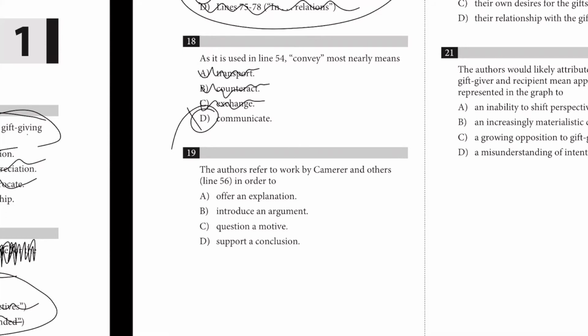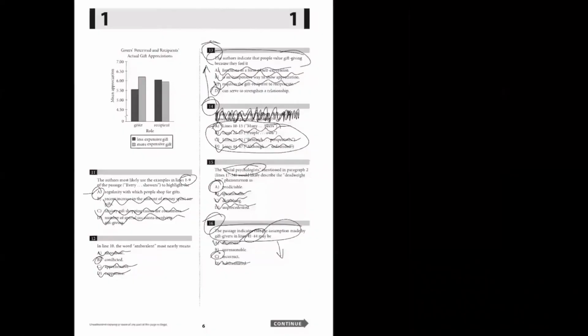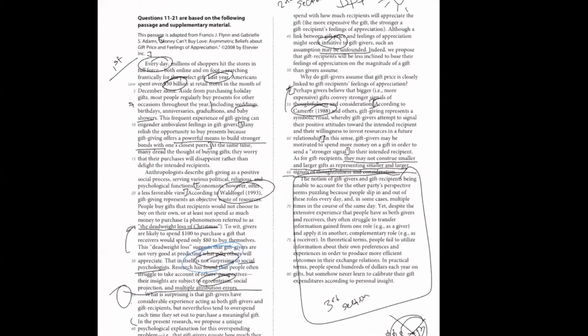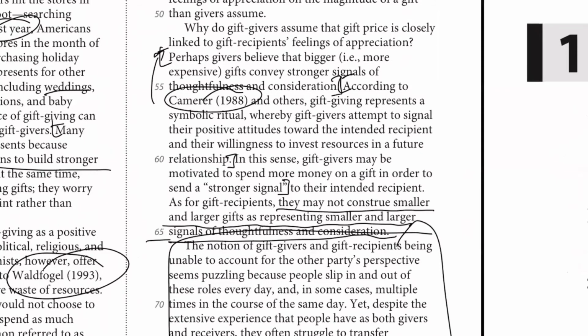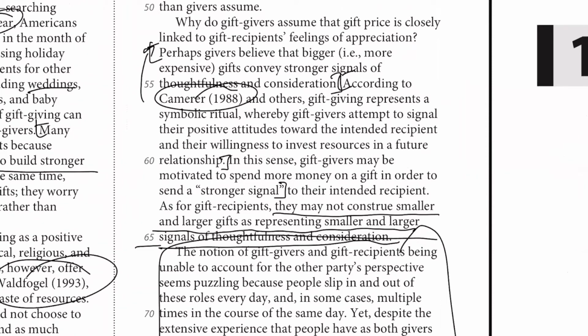Oh, we think it's D. Oh, interesting. Support a conclusion. Okay. So we know for a fact it's not B or C, so we're having some mix-up. I told you this passage is going to be a little hard, guys. So is it offer an explanation or support a conclusion? So what is the primary purpose? What is he doing here exactly?